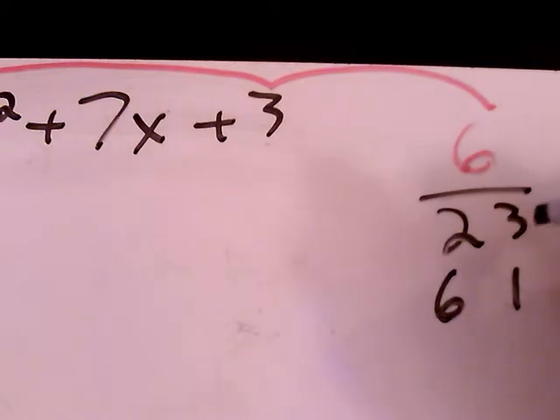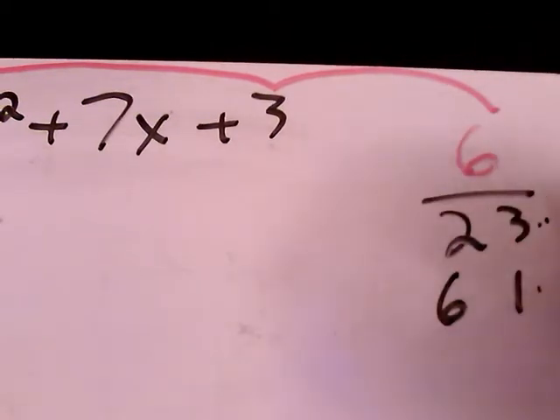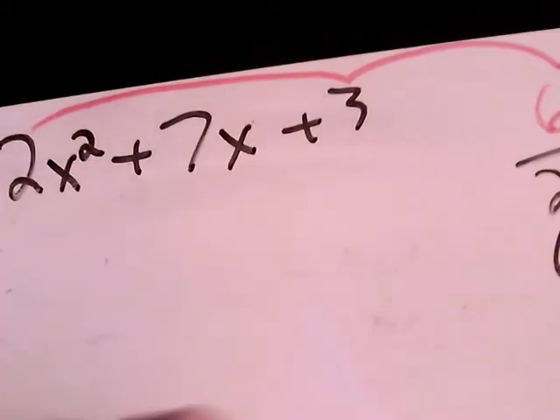So what we have to do is figure out which one of these adds up to my middle term. My middle term is 7. So look here, 2 plus 3 is 5. Well, that's not 7. 6 and 1 add up to 7.